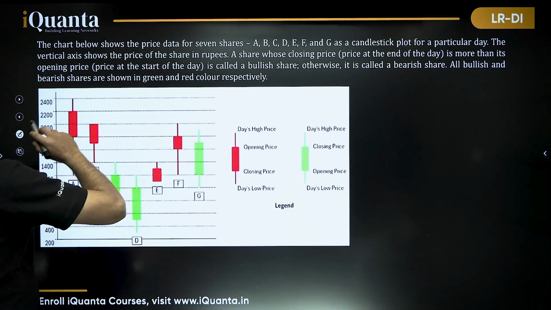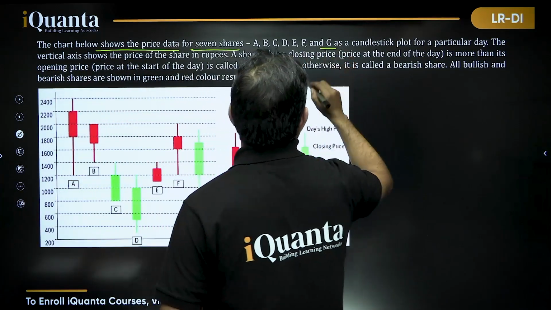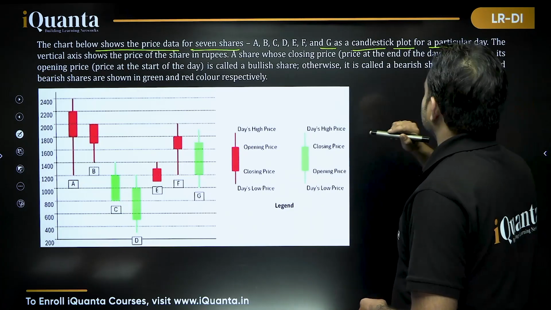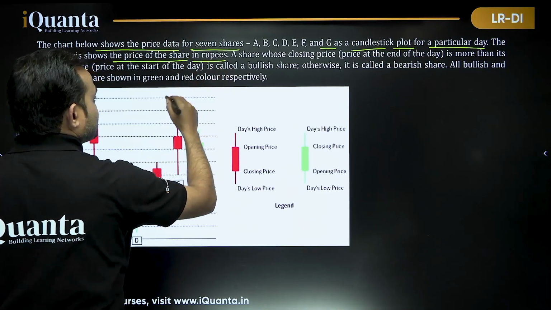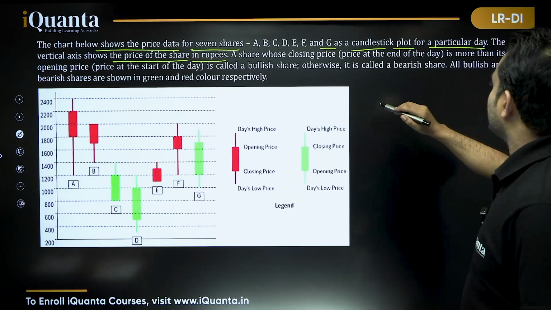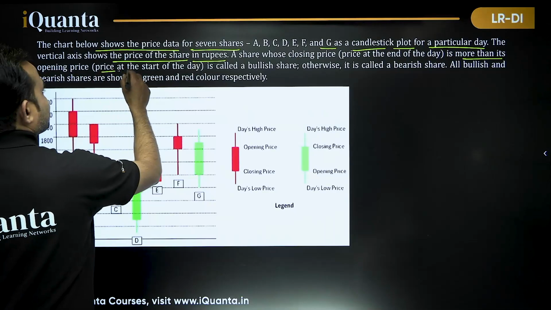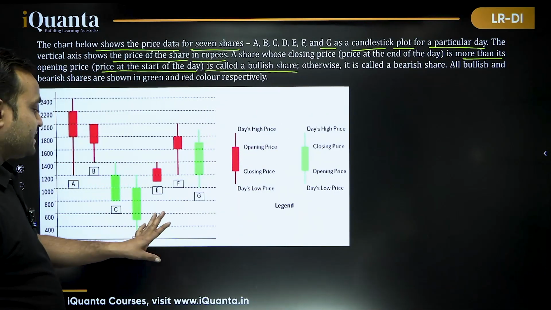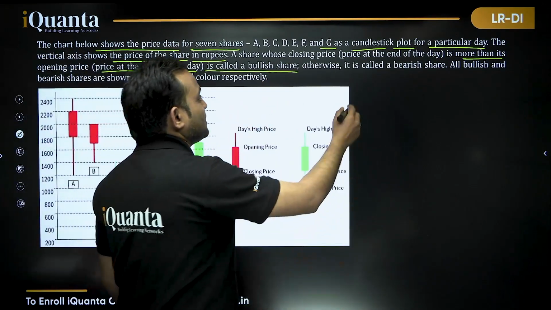The chart below shows the price data for 7 shares A, B, C, D, E, F, and G as a candlestick plot for a particular day. The vertical axis shows the price of the share in rupees. A share whose closing price at the end of the day is more than its opening price at the start of the day is called a bullish share. So it's given in the question what bullish and bearish shares are. Otherwise it is called a bearish share.